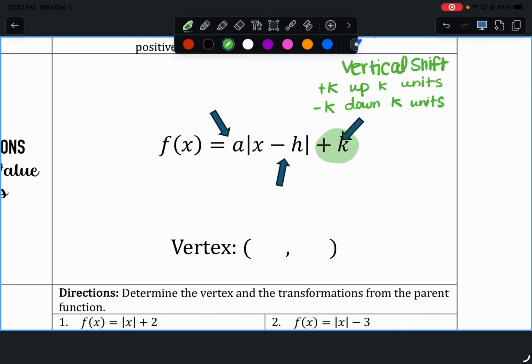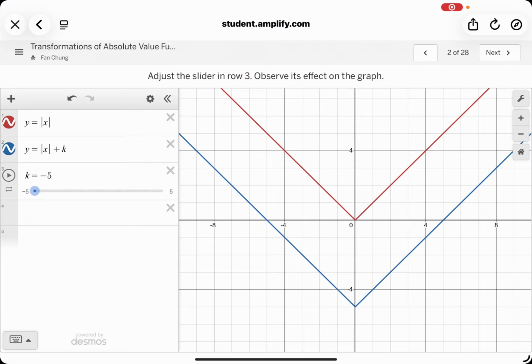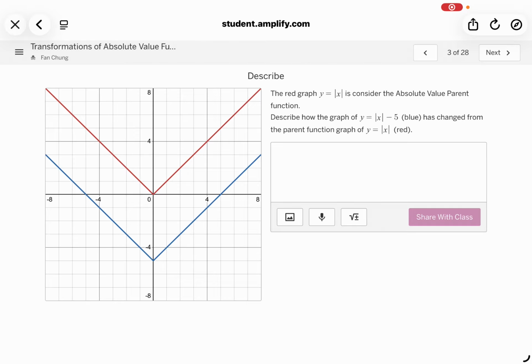Now, we're going to look at some examples of these. So, I'm going to put that back at 0. If we look here, it says the red graph is y equals the absolute value of x. So, it's our parent function. Describe how the graph y equals the absolute value of x minus 5 changes. So, how has the blue function changed from the red one? It went down 5, right? We can see that from the graph and from the minus 5 in our equation.